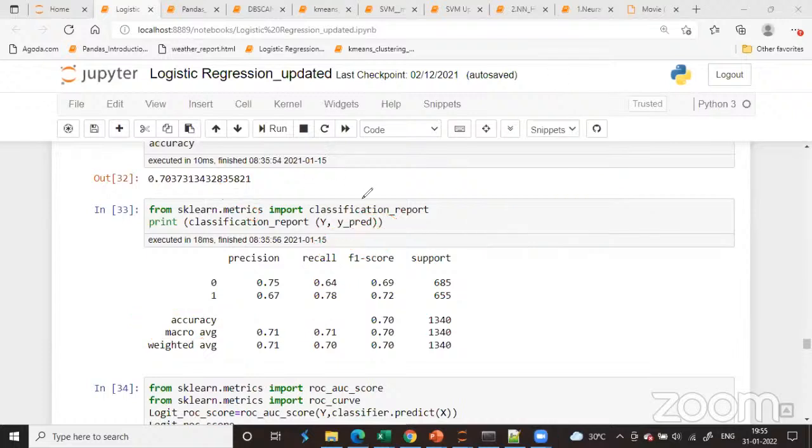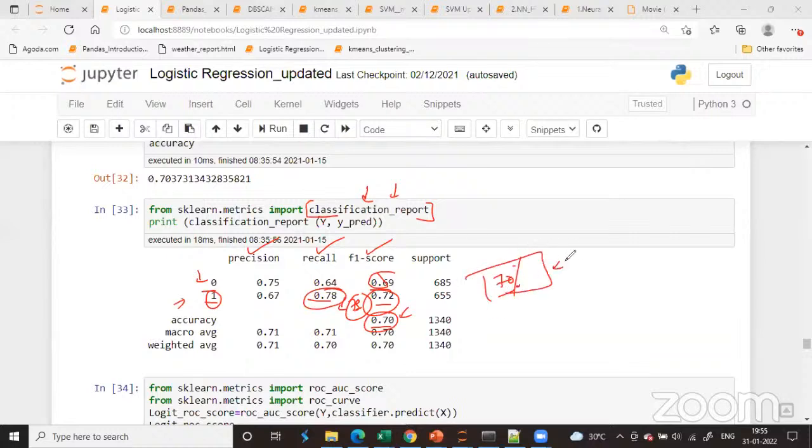Now, find out your precision, recall, F1 score using your classification_report. Your model is having a recall score of 78, so it is slightly better in estimating the value of 1 compared to 0. It has a higher accuracy when it comes to predicting your positive class compared to your negative class. What is the overall accuracy for your model? It is 70% for us. Totally, you have 1340 observations.